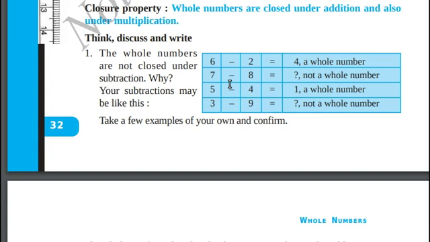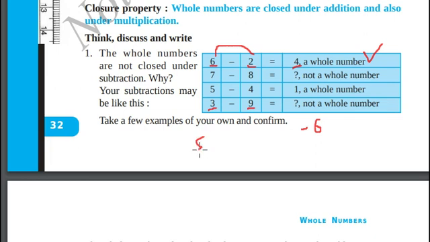Now let us see whether we can satisfy closure property for subtraction. 6 is a whole number. 2 is also a whole number. When you subtract these two numbers, we get a whole number. This is fine. But what about the fourth example? 3 is a whole number. 9 is a whole number. When you subtract these two numbers, we will get minus 6.